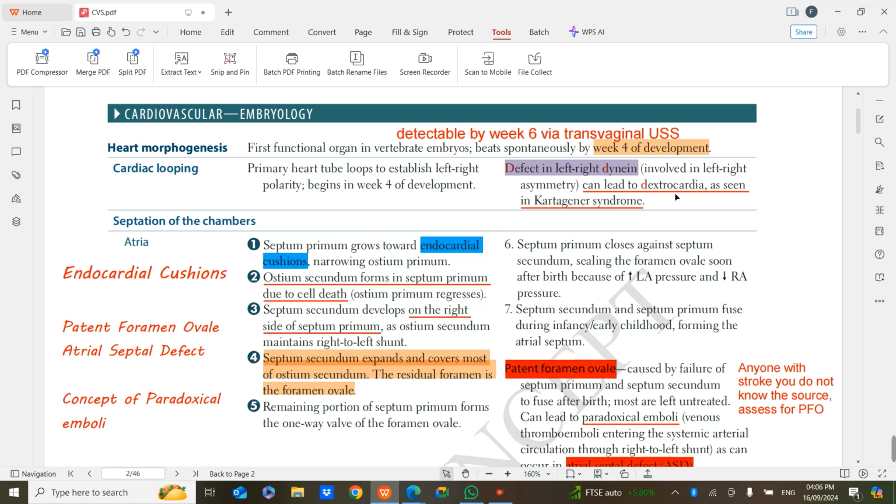So the question might be related to this dynein. When we are doing biochemistry, I will throw more light on this dynein. Very simple and straightforward.